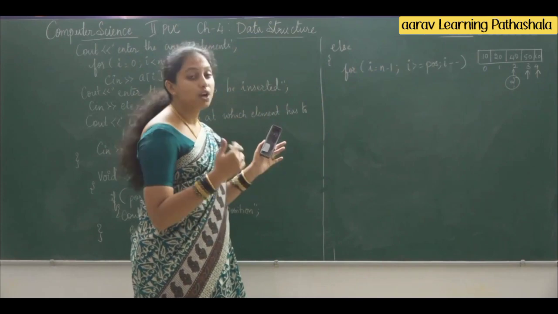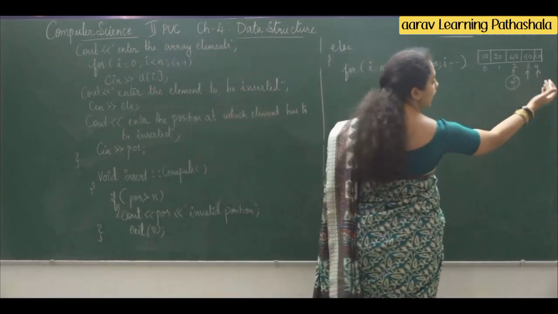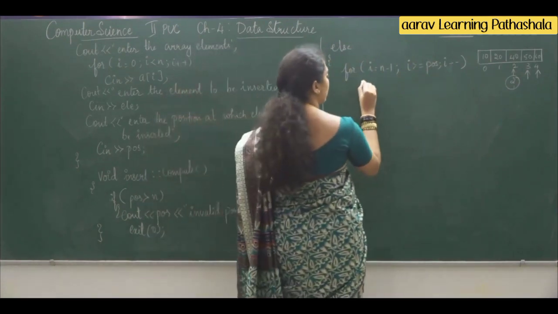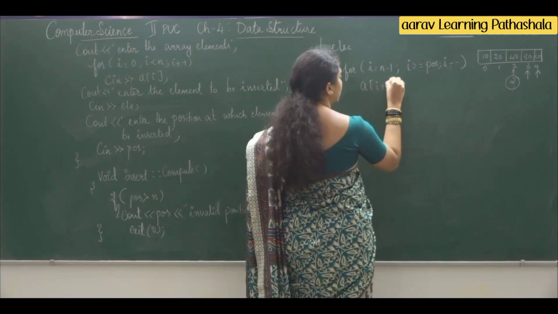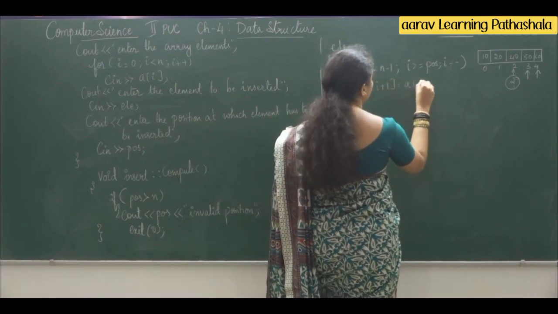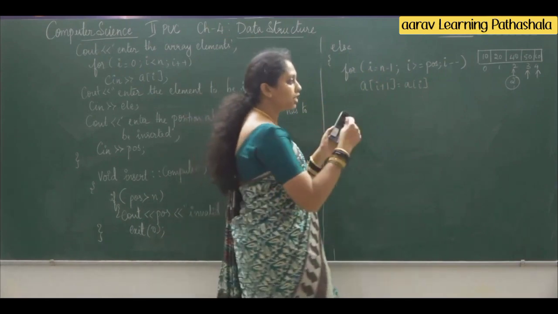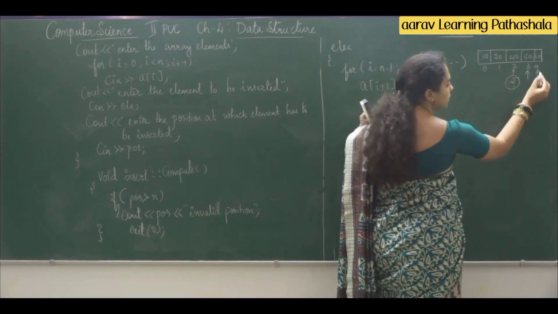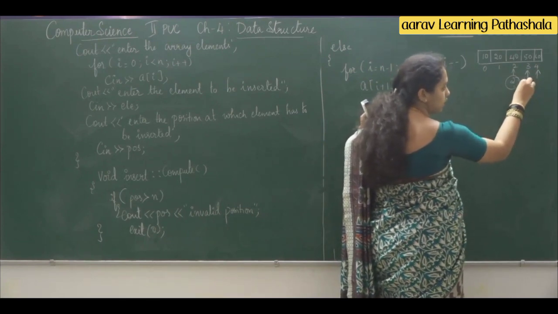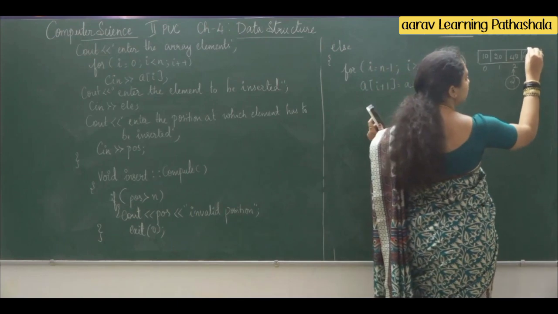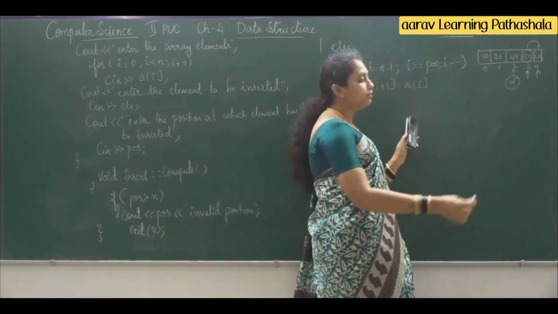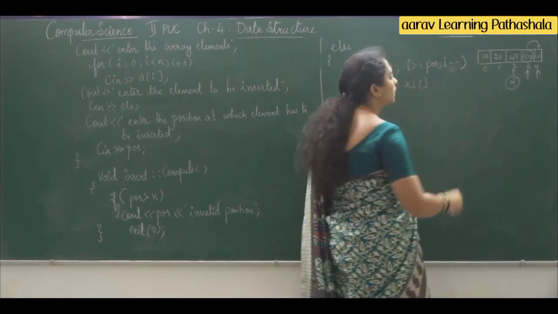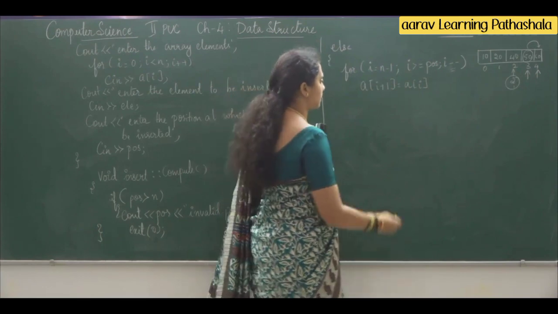So hence we can shift all the elements from the last position till the required position to its next higher position. That is, A of i plus 1 is equal to A of i. So after shifting the last element to its next higher position, I have to shift the next lower element, that is the element 50, to the next higher position. For that I have to come to the lower position. For that purpose I have written i minus minus.